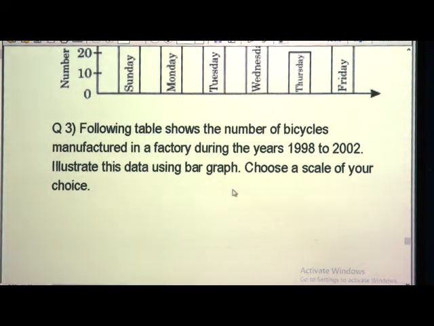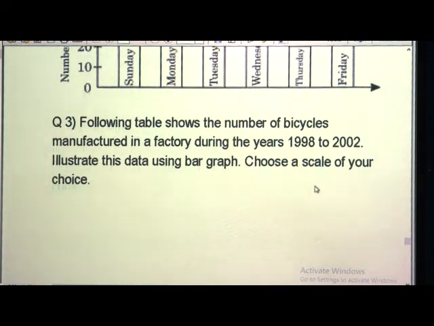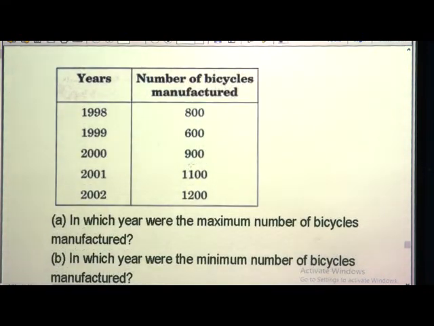Next example. The following table shows the number of bicycles manufactured in a factory during the years 1998 to 2002. Illustrate this data using a bar graph. Choose a scale of your own choice. In 1998, 800 bicycles; 1999, 600 bicycles; 2000, 900 bicycles; 2001, 1100 bicycles; 2002, 1200 bicycles.